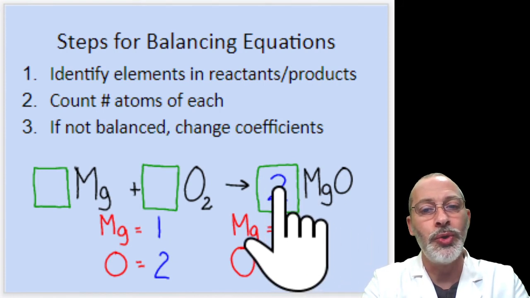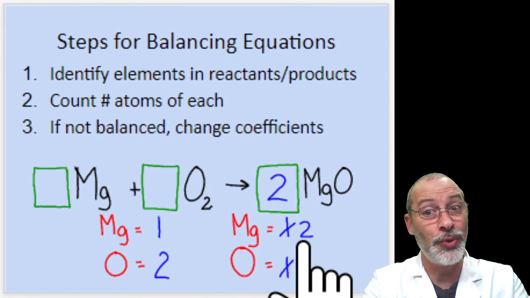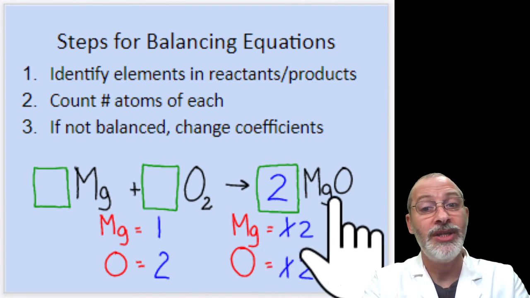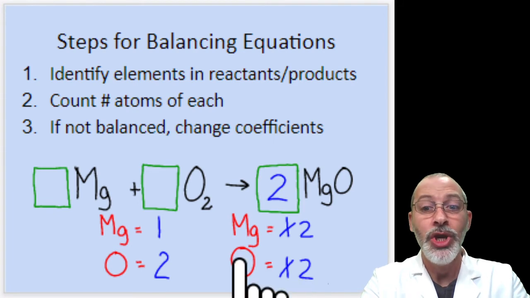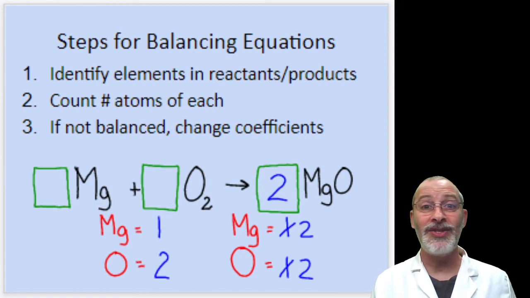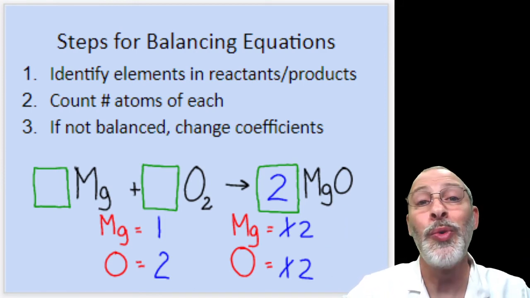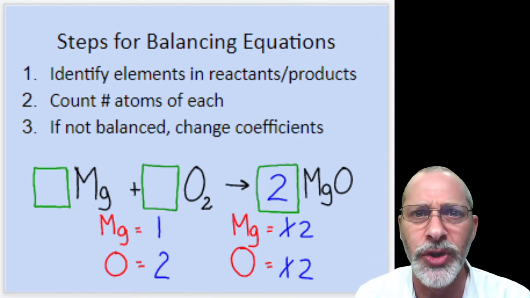So what is 2 times 1? It's 2. What is 2 times 1? It's 2. So does 2 oxygens equal 2 oxygens? Yeah! So we have balanced this equation. Give yourselves a round of applause.